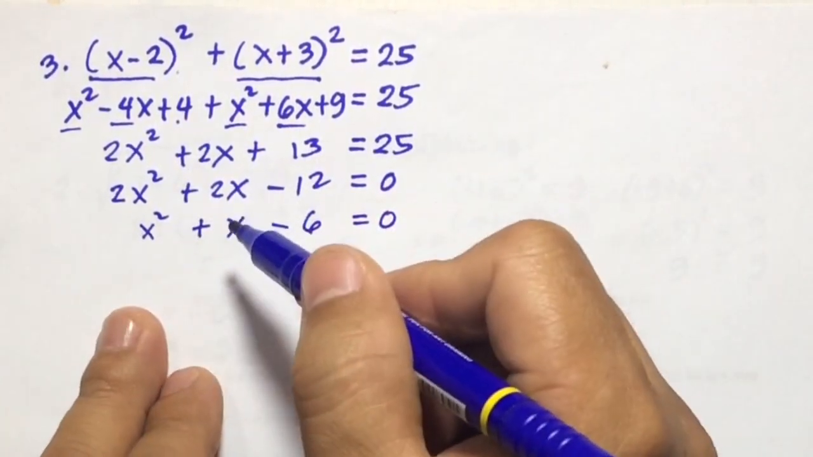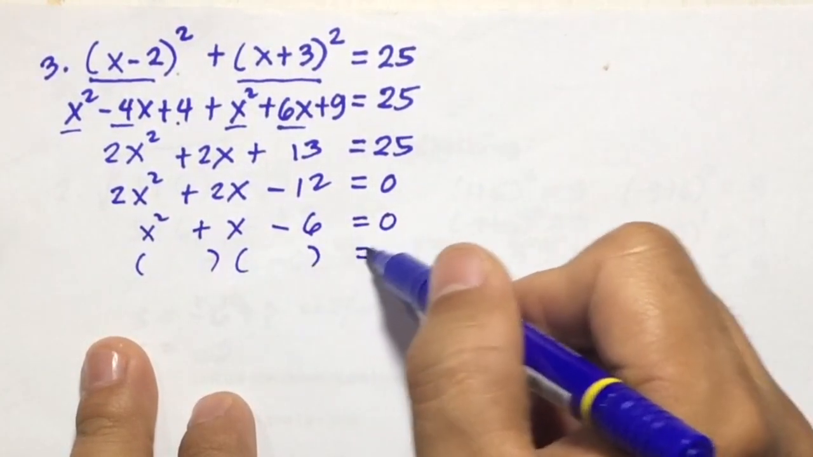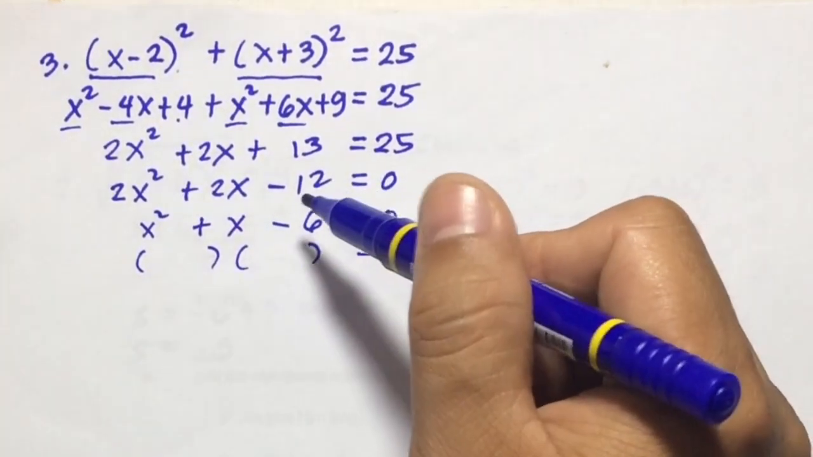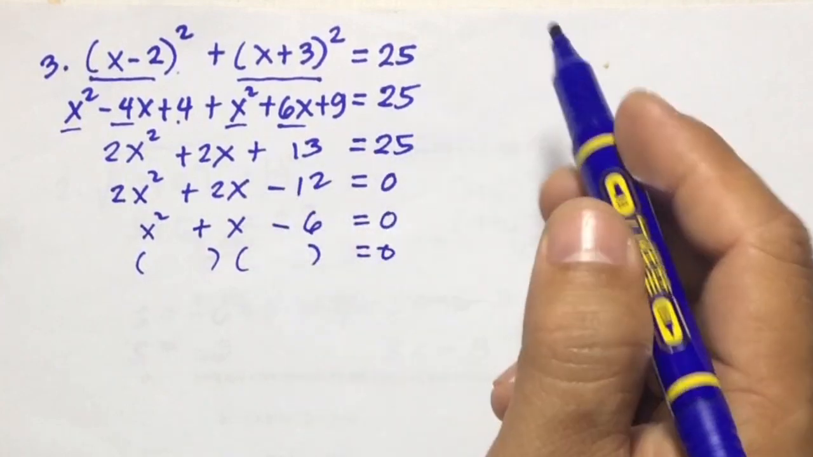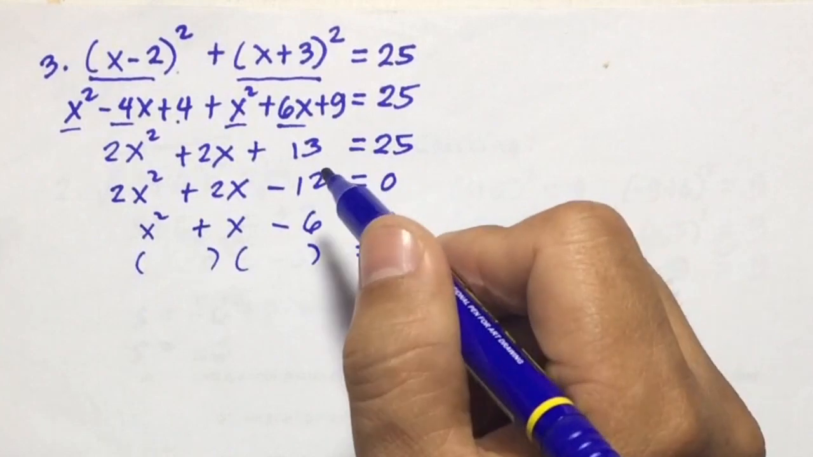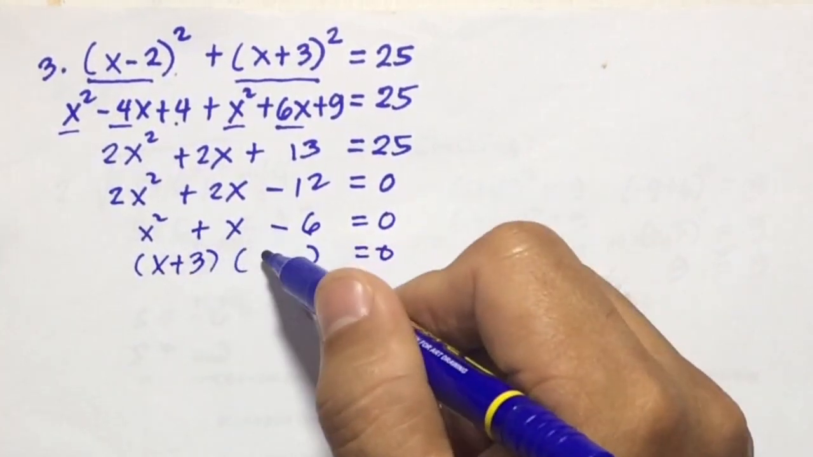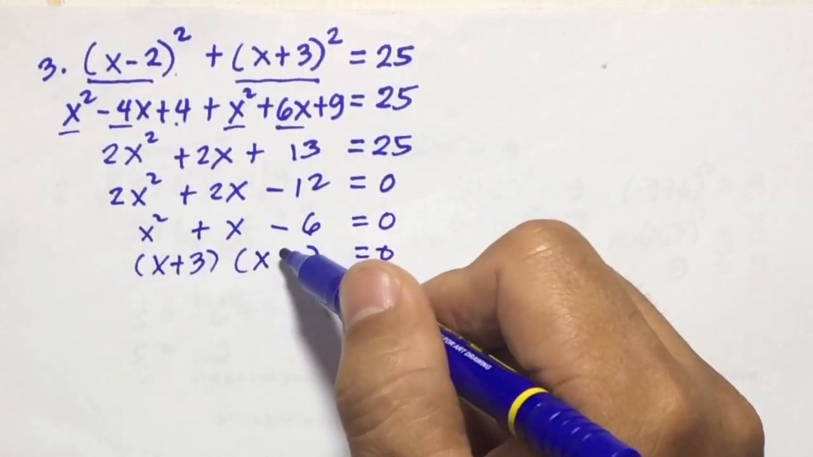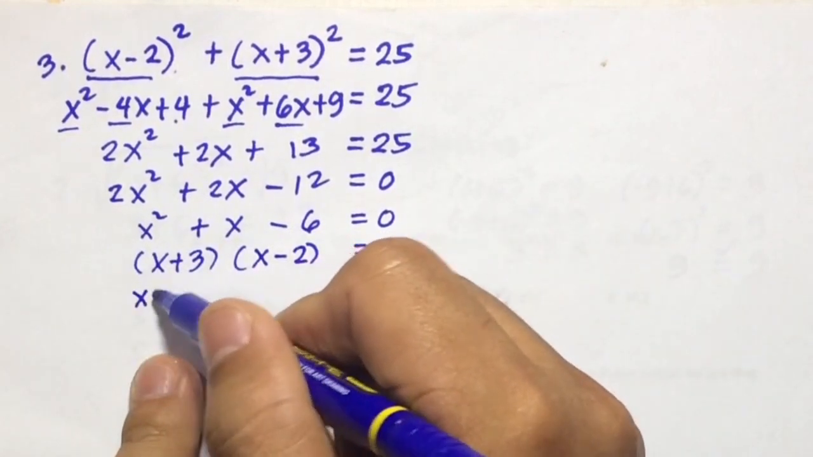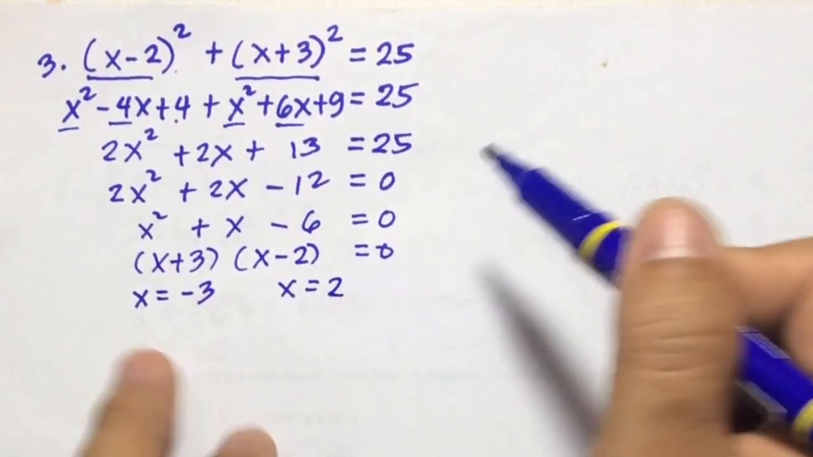Then solving this one using factoring. So we're going to find factors of negative 6, in which if we're going to add the two, the answer will be 1. So the answer here will be 3 and negative 2. So we're going to have here x plus 3, then times the quantity of x minus 2. Then in here, x will be equal to negative 3, and in here, x is equal to 2.